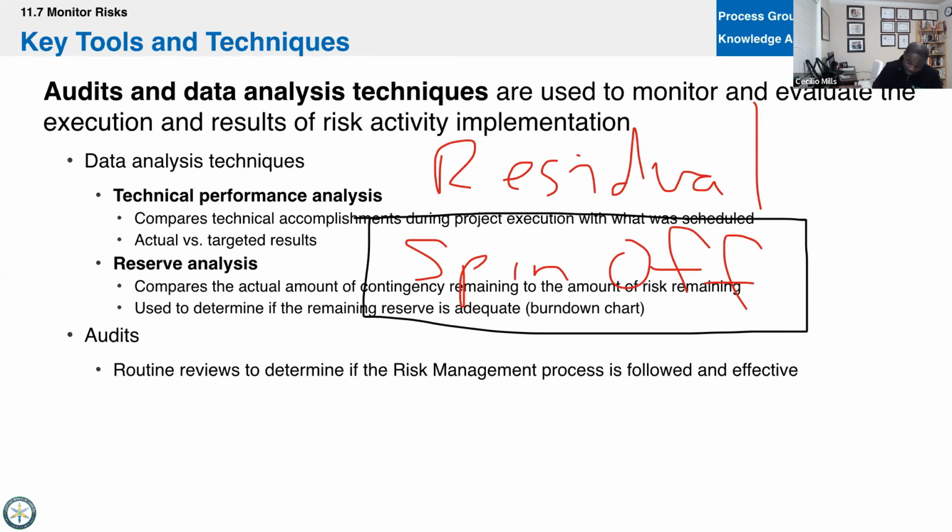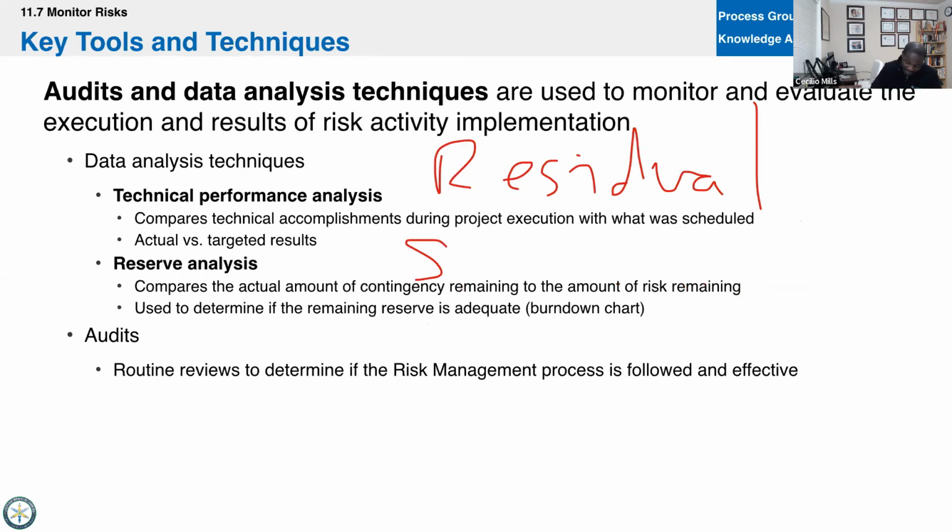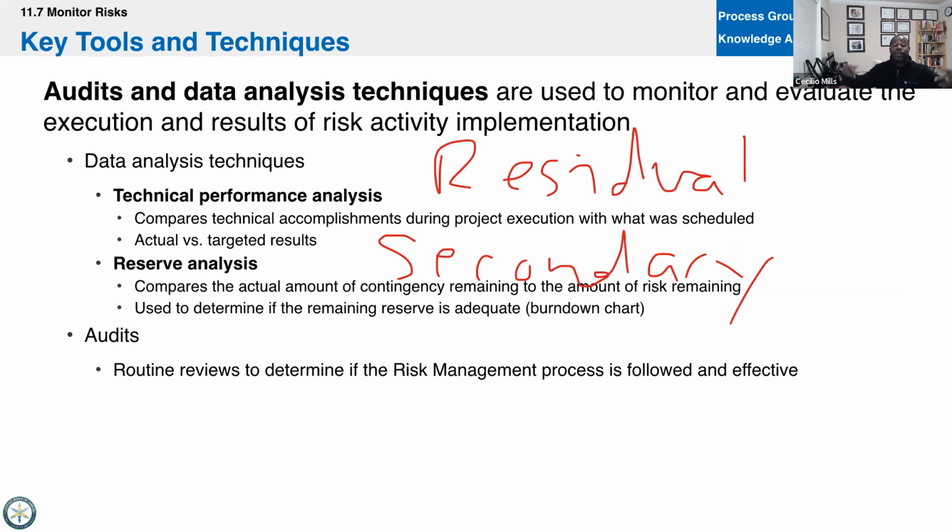Oh, secondary risk. Thank you. It came to my mind. Secondary risk. We have residual risk and then secondary risk. Okay. So residual risk, a little bit of risk remains after you implement the response. Secondary risk, a new risk pops up as a result of implementing the risk response.